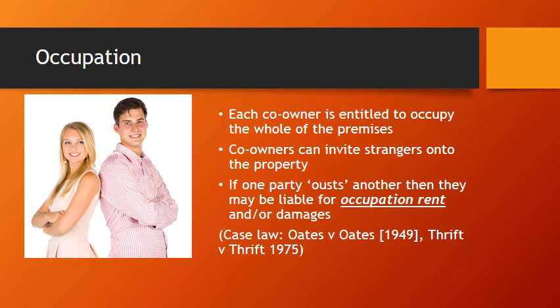Now, in terms of occupation, the general rule is that each co-owner is entitled to occupy the entirety of the premises. That is, they're not, as I said in a previous podcast, restricted to, well, you own a third of the property, so therefore you can have the back room, I'll have the second bedroom, and the other person can have the third bedroom. It doesn't operate like that. You can consider it as them co-owning the entirety of the property and having a right to occupy the entirety of the property.